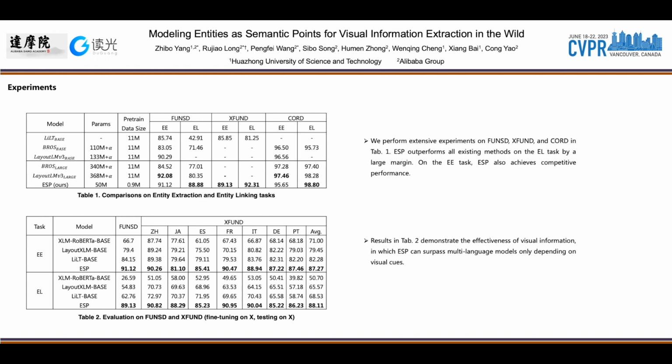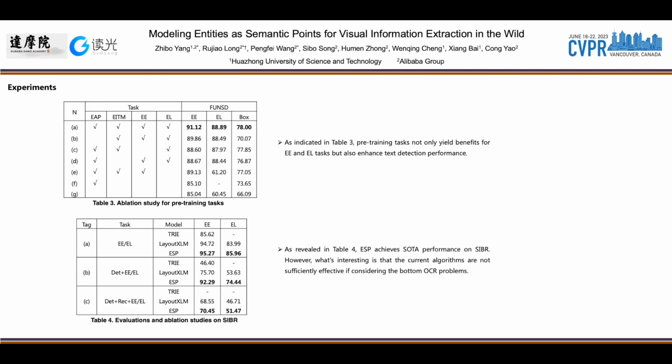We compare ESP with three multi-language approaches. We pre-train ESP on English datasets, but fine-tune and test it on 7 other languages. Note that the EITM task is not trained in the fine-tuning stage, meaning that the model does not perceive the other 7 kinds of languages. Results in Table 2 demonstrate the effectiveness of visual information, in which ESP can surpass multi-language models depending only on visual cues.